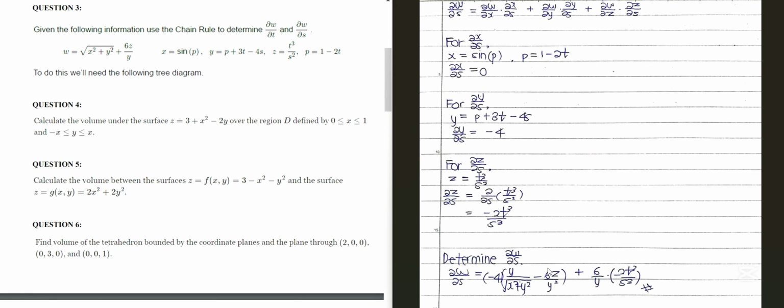Next, we need to find ∂W/∂s. We expand it, then we get ∂W/∂s equals ∂W/∂x times ∂x/∂s plus ∂W/∂y times ∂y/∂s plus ∂W/∂z times ∂z/∂s. Then we find the individual partial derivatives, and get the values. Then we substitute into ∂W/∂s. We will get negative 4 times y over the square root of x squared plus y squared minus 6z over y squared, plus 6 over y times negative 2t cubed over s cubed.